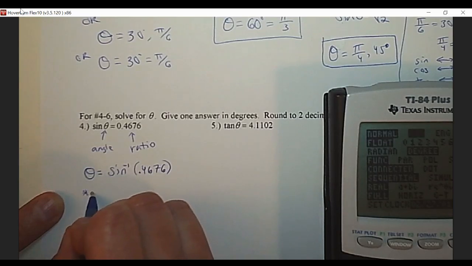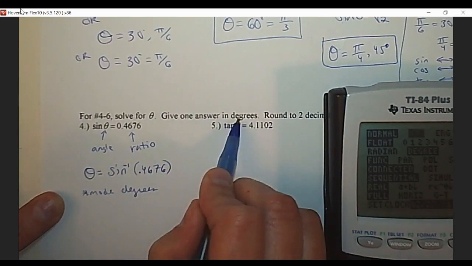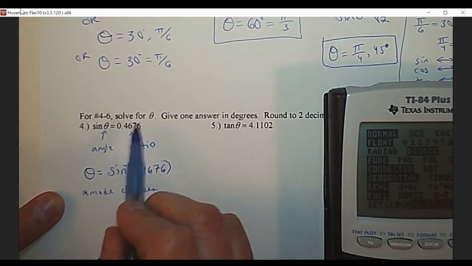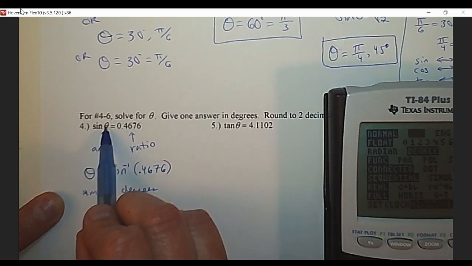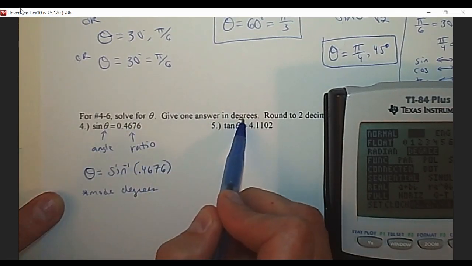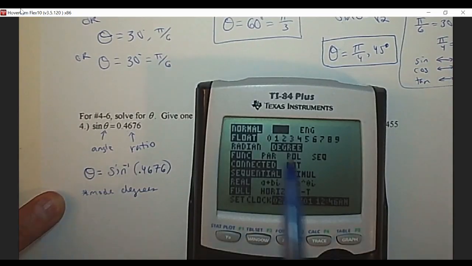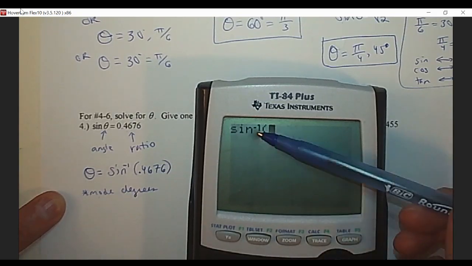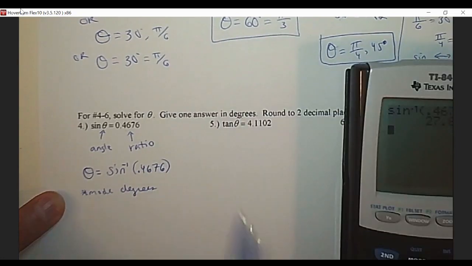Now for the mode, we're going to be in degrees because the directions say so. This ratio has no units. Okay, ratios don't have units. So this is not degrees, this is not radians. But theta, we want it in degrees, so I put my mode in degrees. Okay, so I'm in degree mode, and I can do sine inverse, that's second sine, 0.4676, and I get 27.89 degrees.